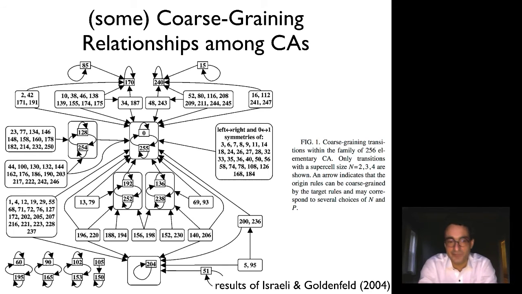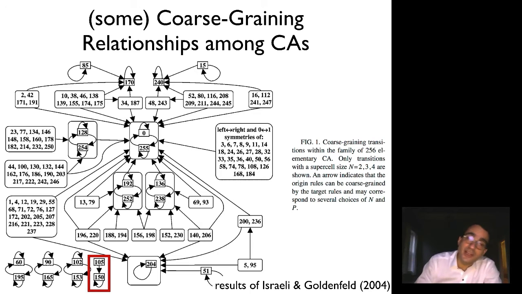But what you can see here is, for example, in the bottom, the result that we just talked through a little bit laboriously, which is the fact that it's possible to find a projection operator that takes you from evolution rule 105 to evolution rule 150.